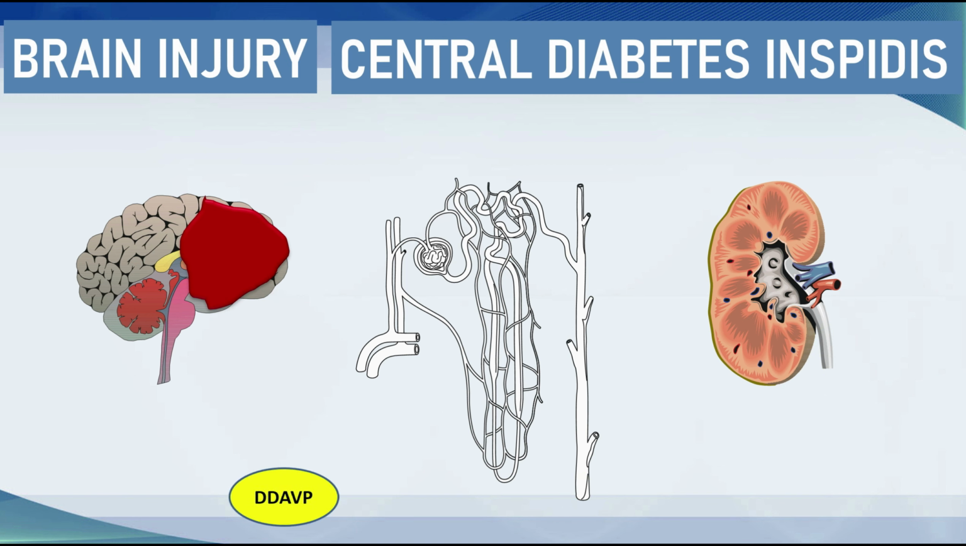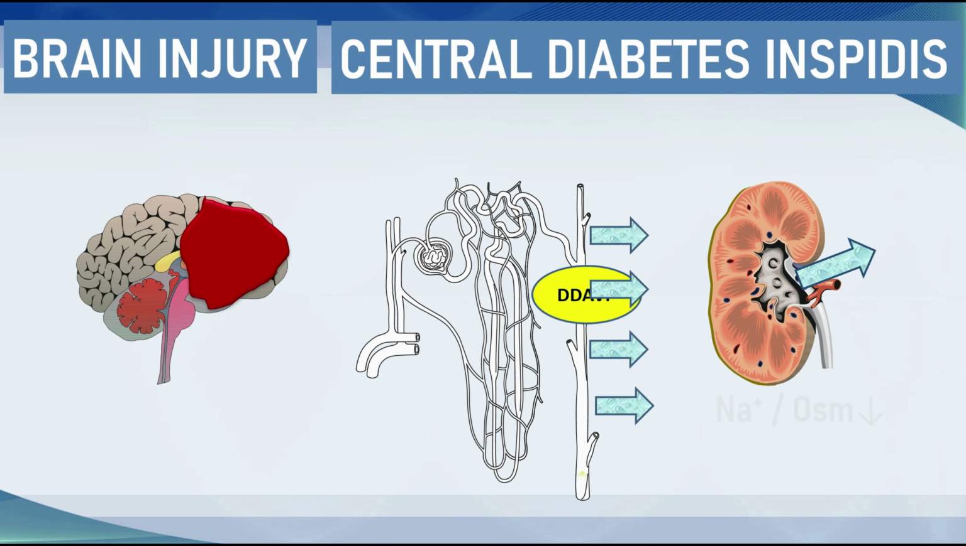The treatment for this is to give the patient desmopressin, DDAVP, and this attaches itself to the vasopressin receptors, activates them, opening up those aquaporin channels and allowing water to be reabsorbed. And so as a consequence of giving the patient DDAVP, the sodium and the osmolality fall.